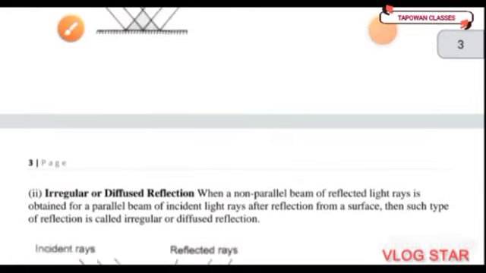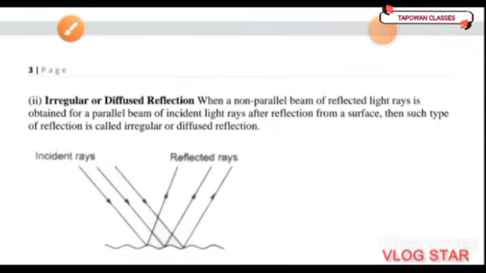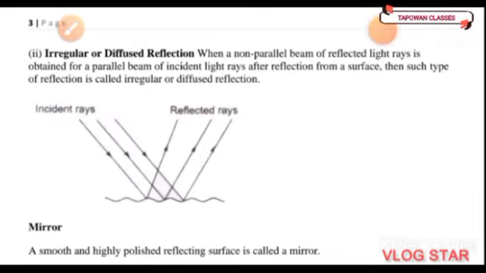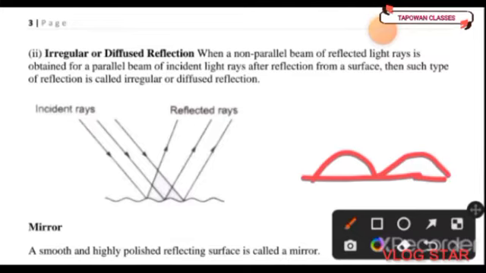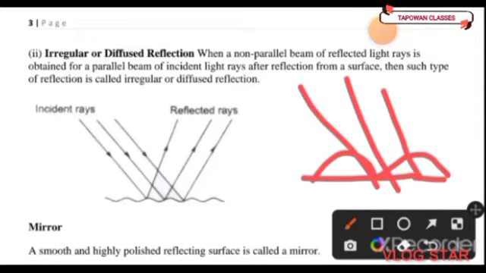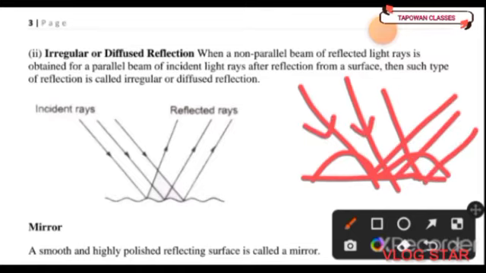Now we come to the point of irregular reflection, or diffuse reflection. Whenever we go to rough sections, on these types of surfaces, what will happen when a non-parallel beam of reflected light comes? This beam of light comes from here, at different sections and different angles. What will happen?